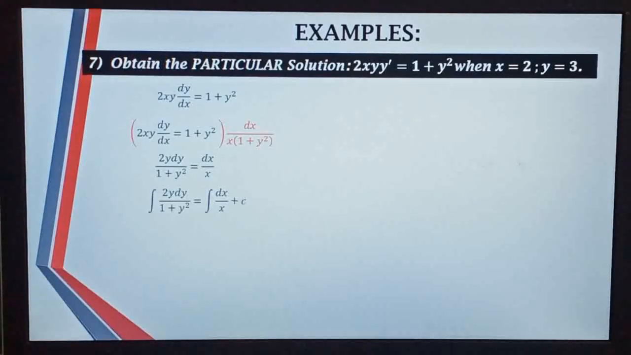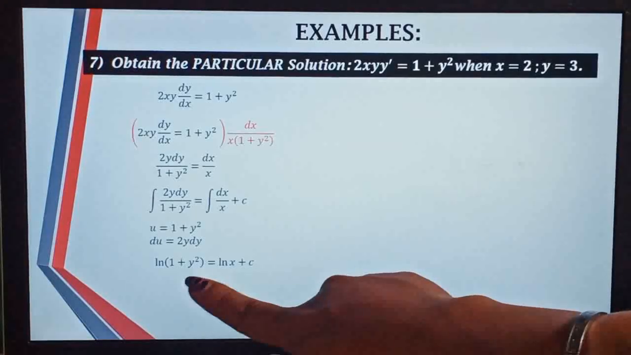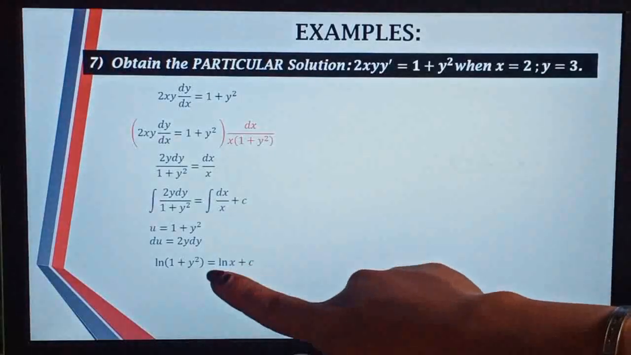Then, pwede na tayong mag-integrate. So, our equation now is the integral of 2y dy over 1 plus y squared equals the integral of dx over x plus c. So, sa first term, we have to set the u as 1 plus y squared. Then, the derivative of your u is 2y dy. Tapos, since magiging du over u na siya, you have the ln of u. So you will have the ln of 1 plus y squared. Then dx over x is ln of x then plus c.